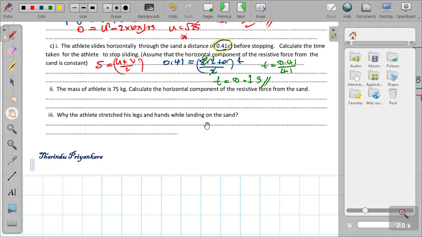The mass of the athlete is 75 kilogram. Calculate the component of resistive force from the sand. Now we can apply F equals to ma, even though we didn't find the acceleration here. If you want, you can find acceleration.